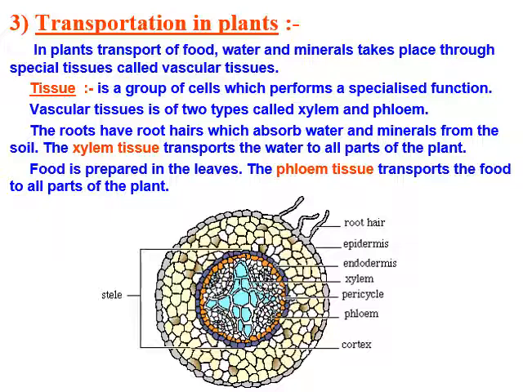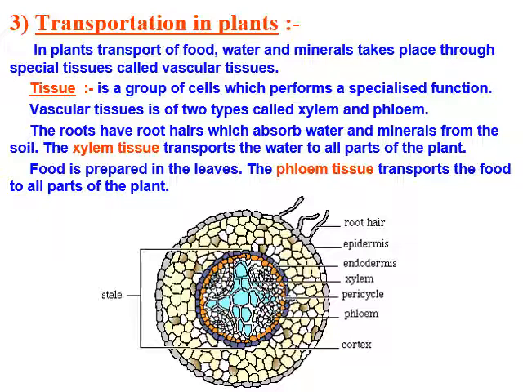The roots have root hairs which absorb water and minerals from the soil, and this absorbed water and minerals from the soil is transported through a special tissue known as xylem to all parts of the plant. Now this absorbed water and mineral is required for the process of photosynthesis. So all parts of the plant means the green part of the plant, stem and leaves.